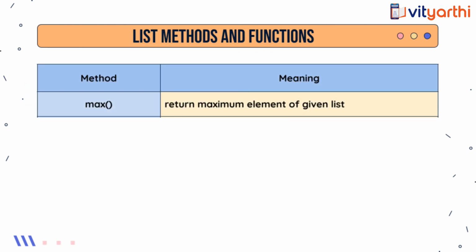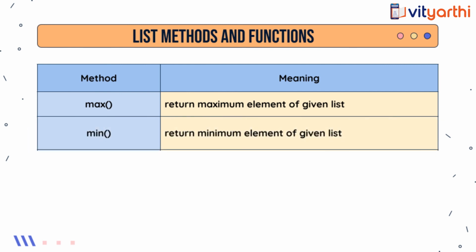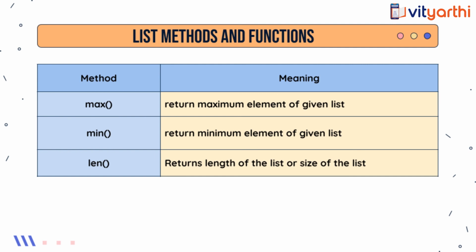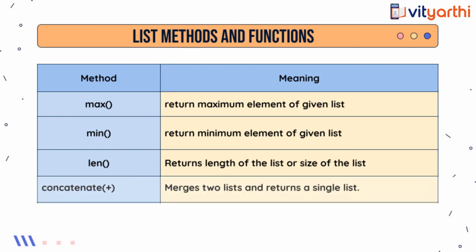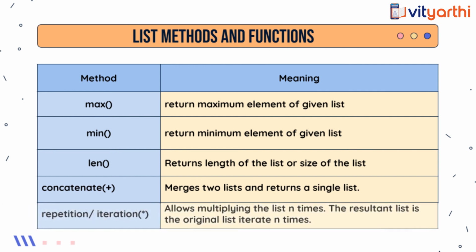Max method returns maximum element of given list. Min method returns minimum element of given list. Length method returns length of the list or size of the list. Concatenate method merges two lists and returns a single list. Repetition or iteration method allows multiplying the list n times. The resultant list is the original list iterated n times. I hope the concept of list is easier to understand with the methods and functions that can be used to modify the data structure.